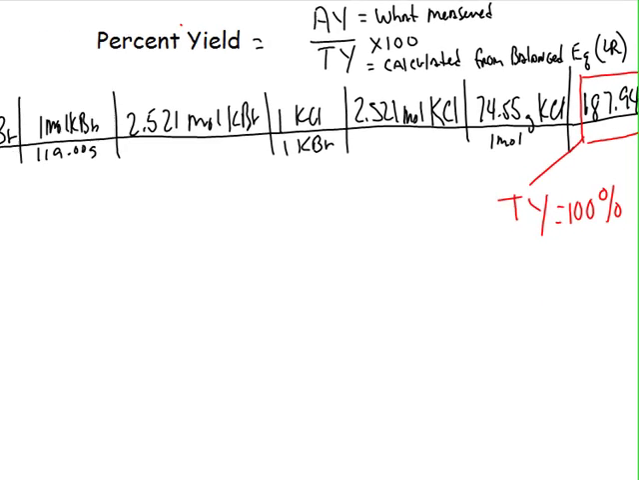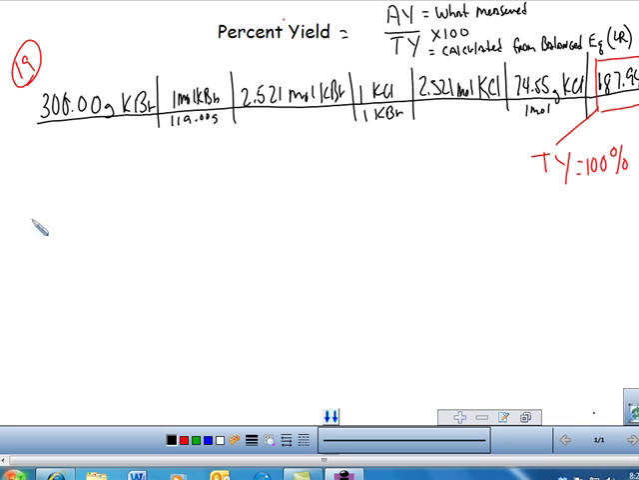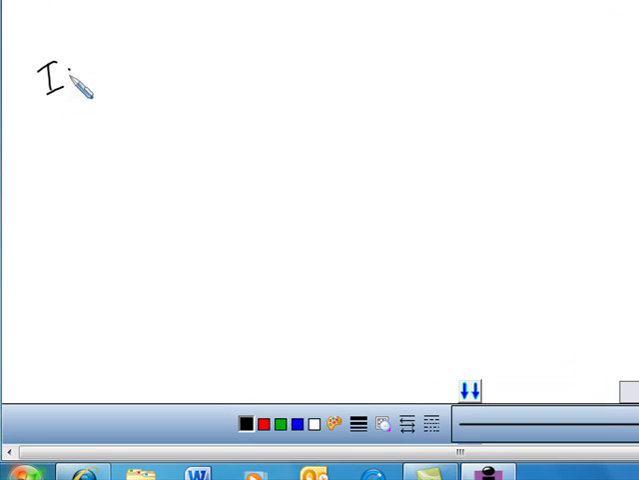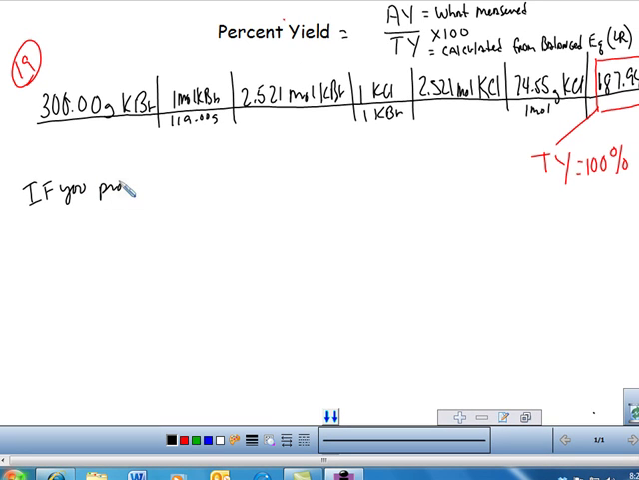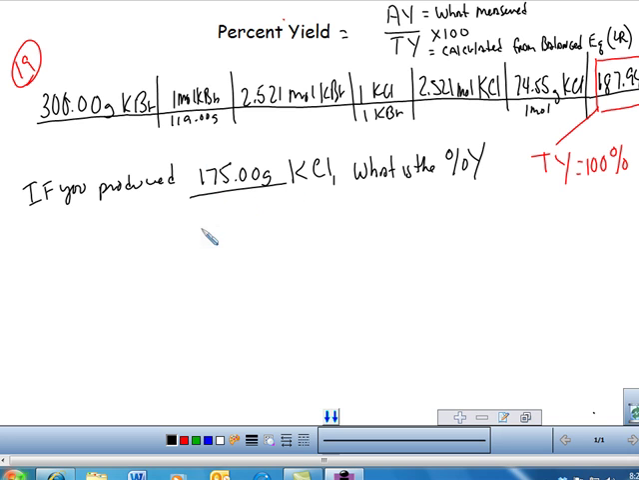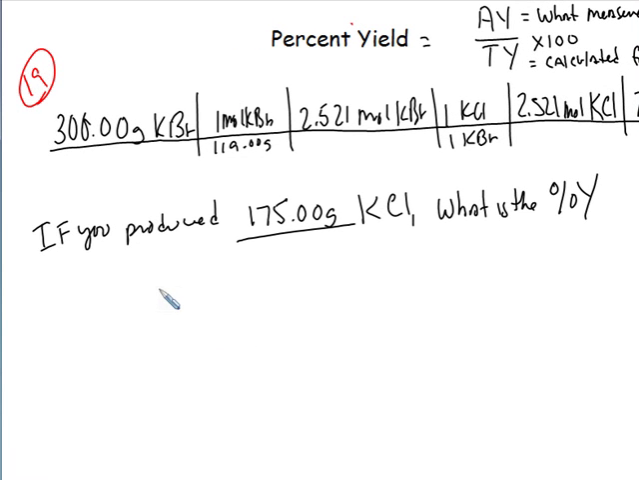Now, what I gave you over here was, in this question, I said, okay, if you actually produced, what did I say, 175 grams of potassium chloride, then what is the percent yield? I'm saying you produced 175 and your theoretical yield is 187.94. So what is percent yield?